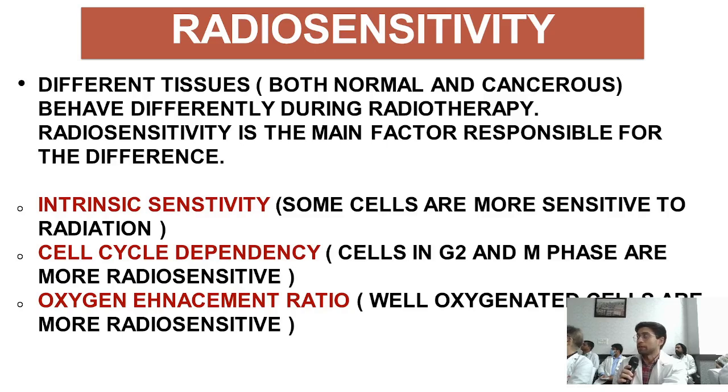Next R is radiosensitivity, and I feel it's integrated in most of the R's of radiobiology. So different tissues, different cells will have different radiosensitivity. Either it's intrinsic sensitivity, some cells will be more sensitive, some will not. We will have cell cycle dependency, as we have discussed. The late G2 to M phase are more radiosensitive, and S phase is more radioresistant. There's the oxygen enhancement ratio. We have well-oxygenated cells which are more radiosensitive. So radiosensitivity is basically integrated with the other R's.